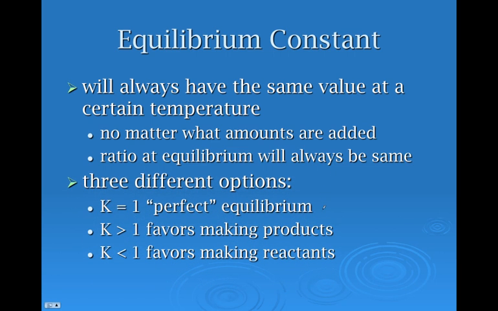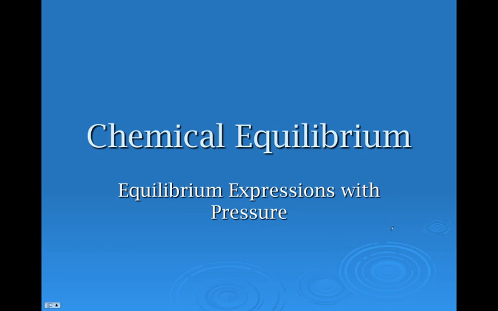And when K is equal to 1, it is in a perfect equilibrium. If K is greater than 1, that means it favors the products. If K is less than 1, it favors the reactants. Which makes sense, because remember, concentration of the products over the concentration of the reactants. So if it's greater than 1, there will be more products than reactants. If it's less than 1, then there must be more reactants than products.